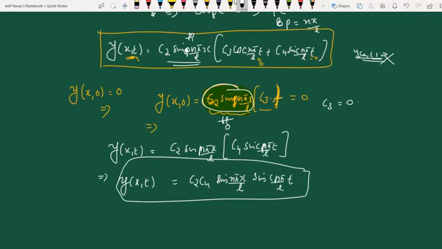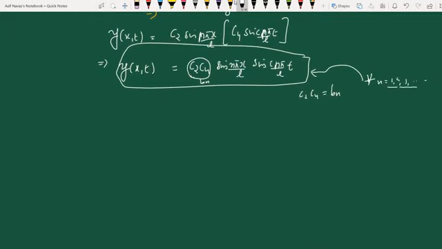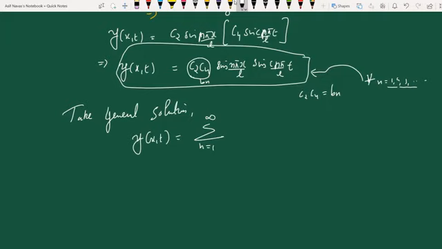Okay, now we will write here. So instead of c2 c4, we will take bn. For each n equal to 1, 2, 3 etc, instead of c2 c4 we can write bn. Then for each n equal to 1, 2 etc, this must be a solution of the wave equation. So we will take the general solution as the sum of all such solutions. General solution y of x t is equal to summation n equal to 1 to infinity bn sin n pi x by l into sin c n pi t by l. Okay, so this is our solution.